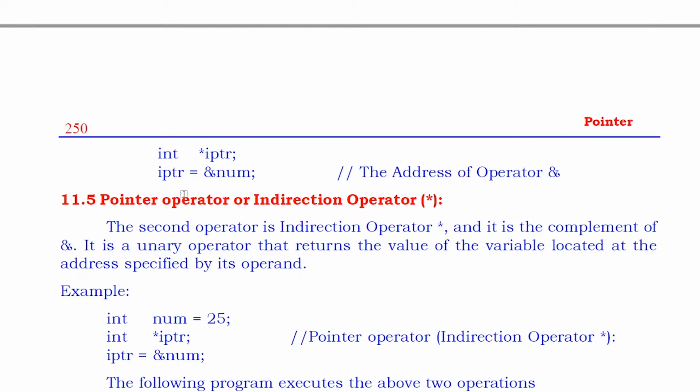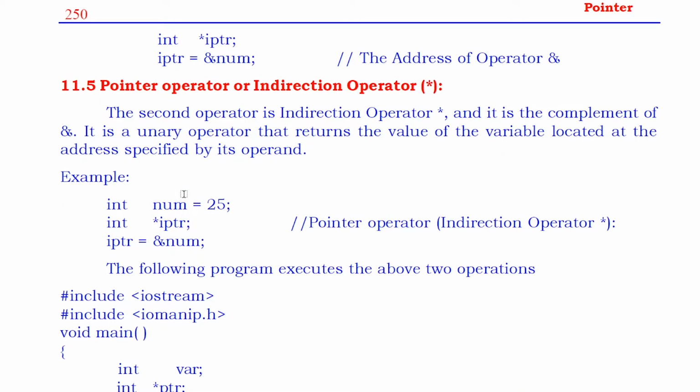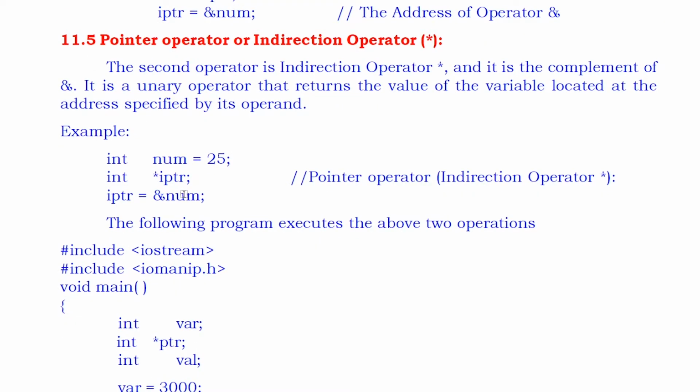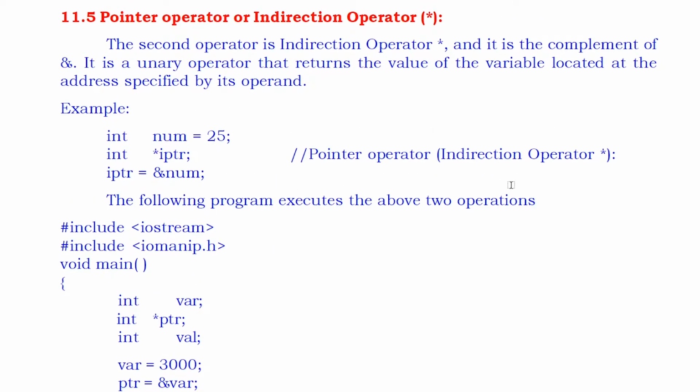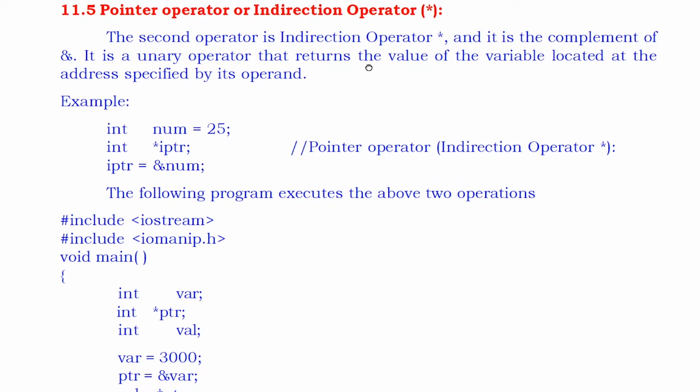Now let us learn about the pointer operator, or indirect operator. What does the pointer operator or indirect operator mean? This is a very important thing we have to understand. We try to access the value which is stored at the address. Whenever we use this star in front of the pointer, it gives the value which is stored at that address. So this is called the indirect operator or indirection operator. Indirectly we are trying to access the value which is stored at that address.